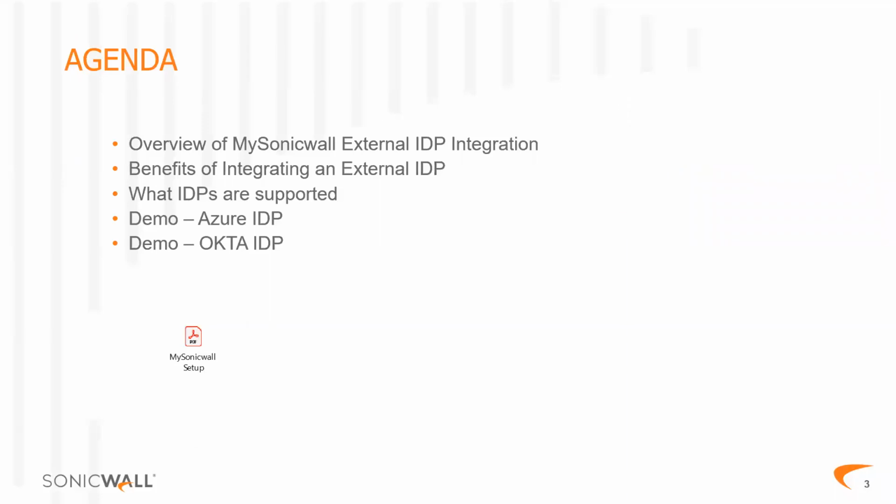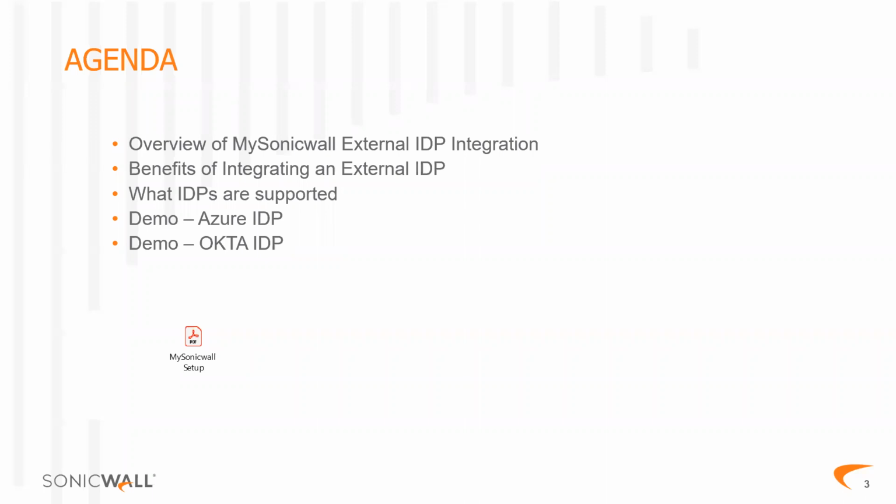So we'll look at the quick agenda here. This is the only slide in the deck, fortunately, so we're not going to have a lot of slides to run through. Most of it will be looking at the actual settings. Obviously, we're going to go over an overview of the MySonicwall IDP integration, and it really allows you to integrate into Azure, in this case, and Okta.